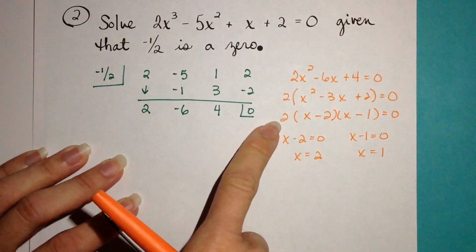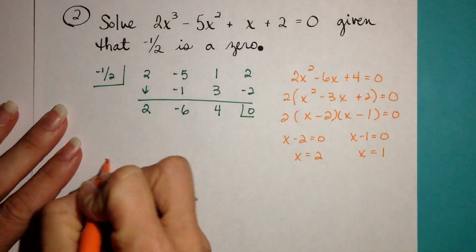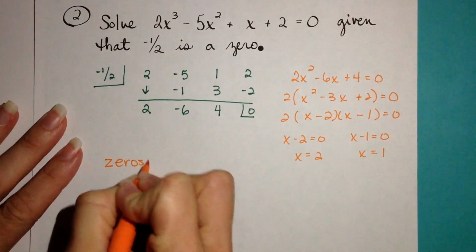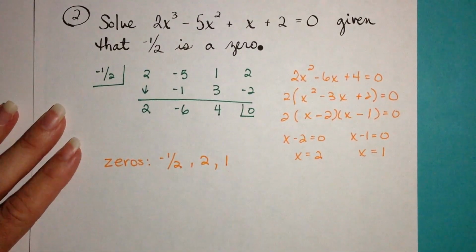Now since my greatest common factor was just a value, there's not anything to get from that as far as an answer. So my zeros are the negative 1/2, positive 2, and positive 1.